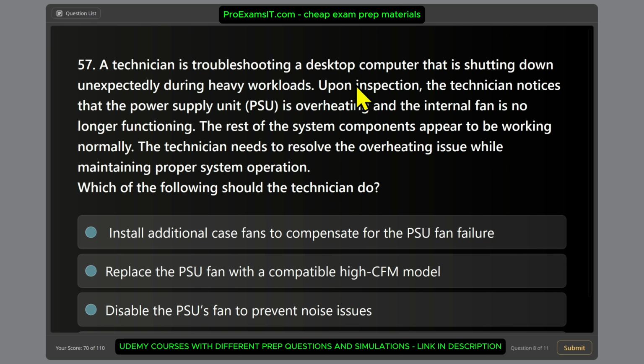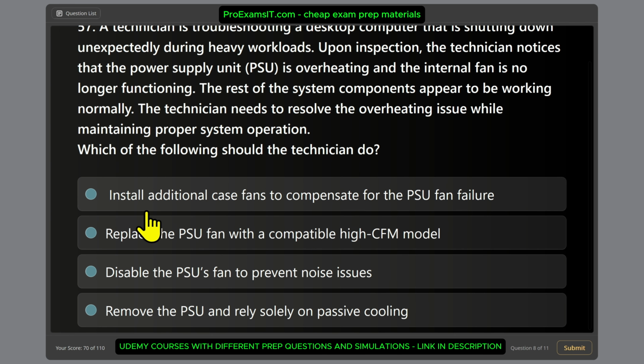A technician is troubleshooting a desktop computer that is shutting down unexpectedly during heavy workloads. Upon inspection, the technician notices that the power supply is overheating and the internal fan is no longer functioning, while the rest of the system components appear to be working normally. The technician needs to resolve the overheating issue while maintaining proper system operation. So which of the following should the technician do? Install additional case fans to compensate for the PSU fan failure. Replace the PSU fan with a compatible high CFM model. Disable the PSU's fan to prevent noise issues. Or remove the PSU and rely solely on passive cooling?